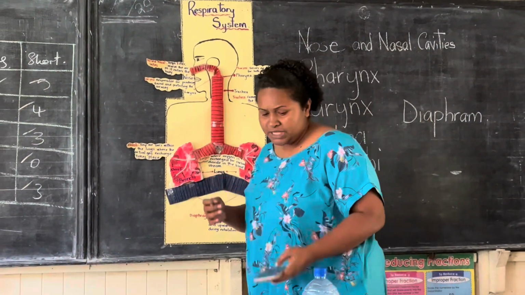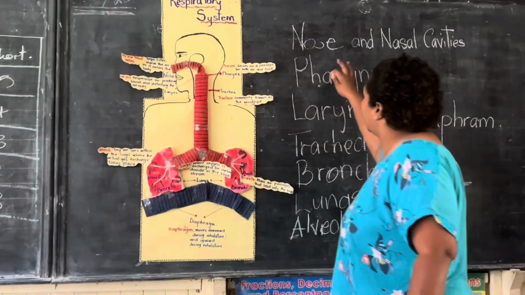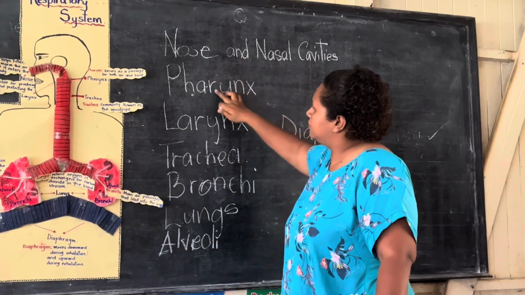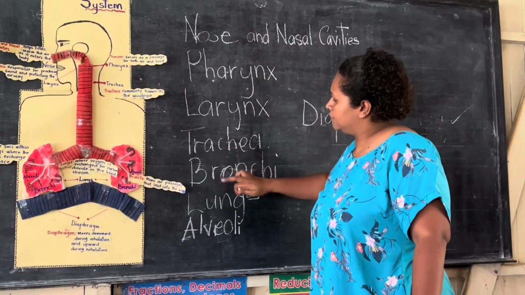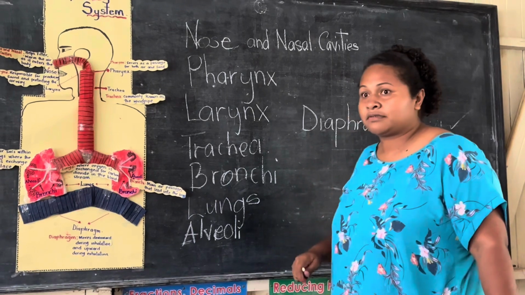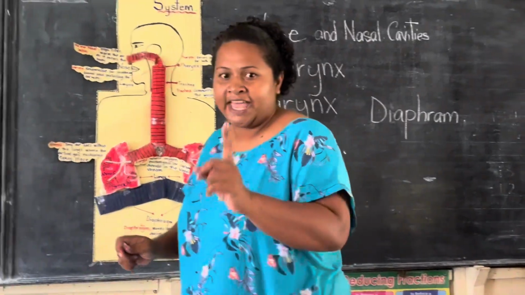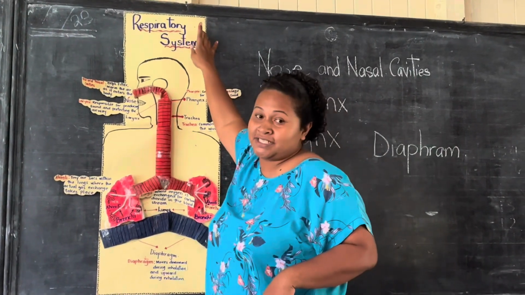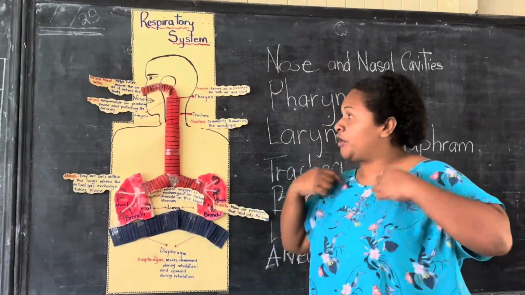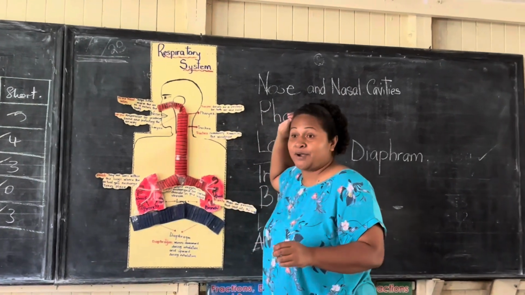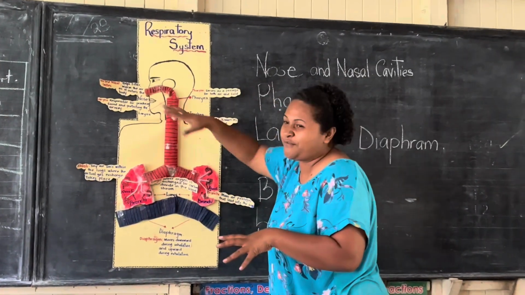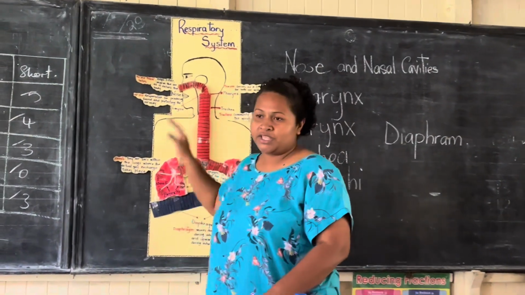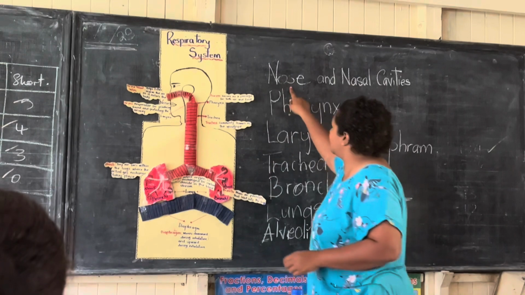Okay. So now, how many parts are there in this respiratory system? Can you count? 1, 2, 3, 4, 5, 6, 7, 8. There are 8 very important parts that make up the respiratory system. Now we are going to learn about their duties, whatever these parts do inside our body.